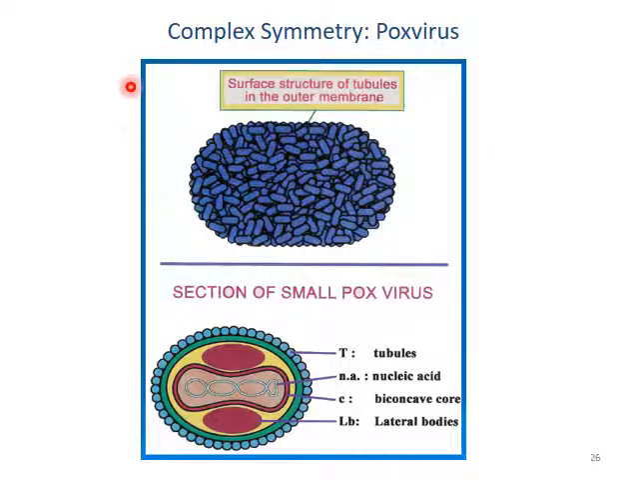You can see here the complex symmetry of the pox viruses. Their structure fits neither the icosahedral nor the helical symmetry. It is basically brick shaped or ellipsoid shaped.